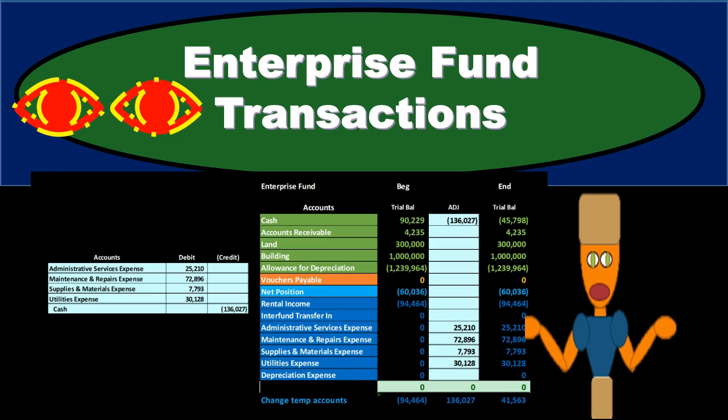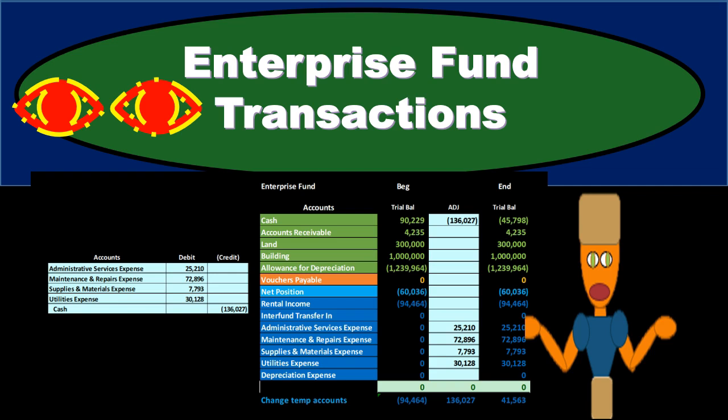In this presentation, we will record transactions related to an enterprise fund, recalling that there are three categories of funds. We have the governmental funds, the proprietary funds, and the fiduciary funds. Governmental funds are the largest grouping, with the funds within them on a modified accrual basis. Proprietary funds are on an accrual basis, the enterprise fund being part of the proprietary funds.